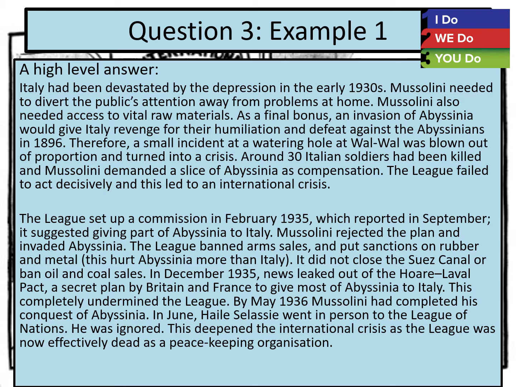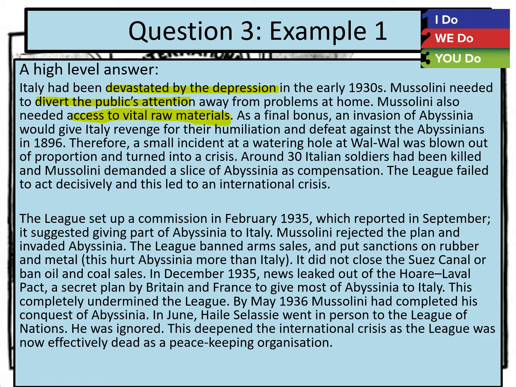So remember, what we're looking at is how the Abyssinian incident led to an international crisis. We start off by looking at how Italy had been devastated by the Depression. Mussolini needed to divert the public's attention away from problems at home. So Abyssinia was all about that deflection. Mussolini also needed access to vital raw materials. So the Great Depression had a massive impact, needing to make sure that the public stayed on his side and that Italy could get the goods they needed from abroad.